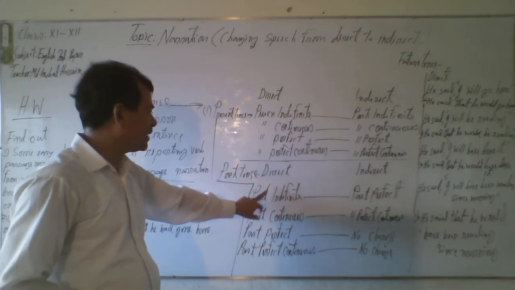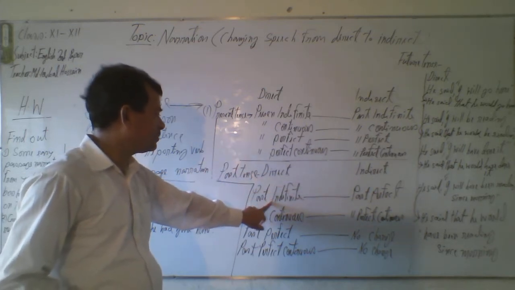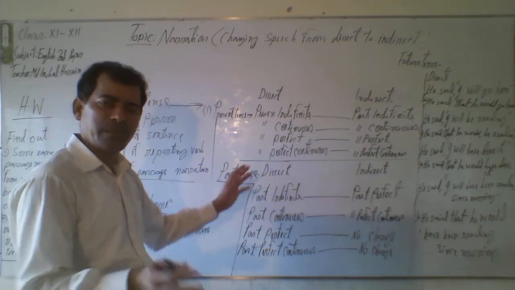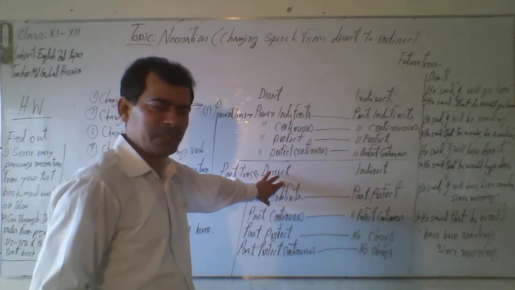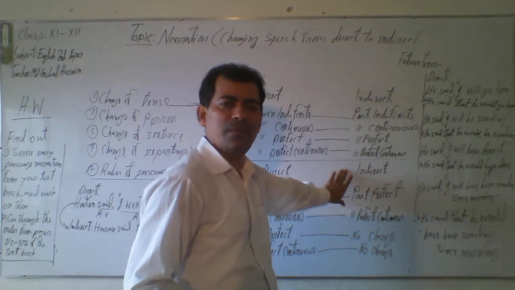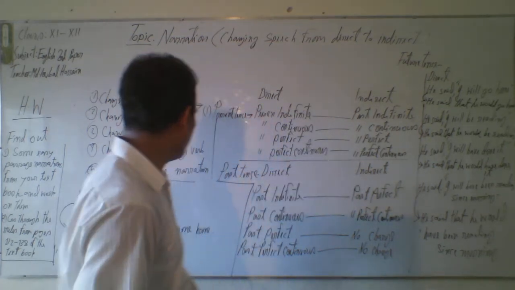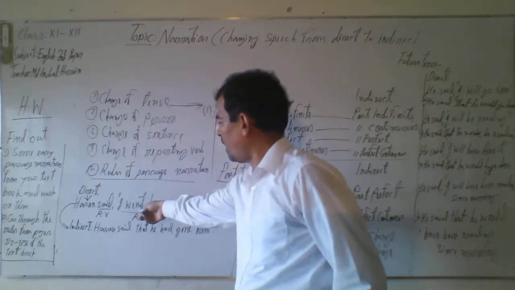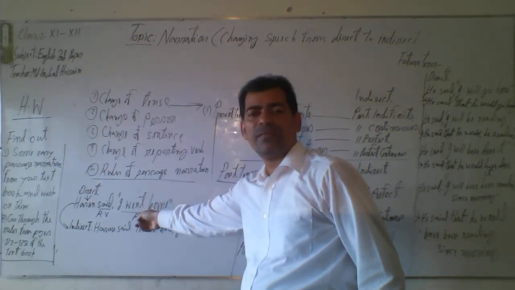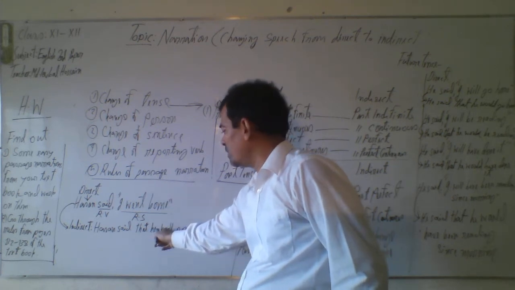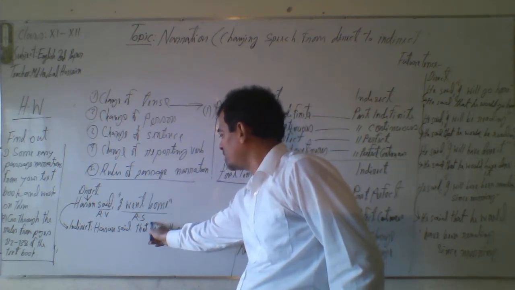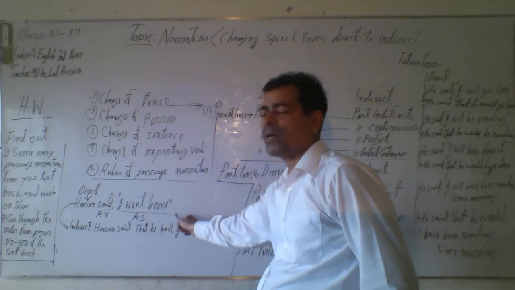If you find a sentence in the direct narration within the inverted commas that is a sentence of past indefinite tense, it will change into past perfect tense. For example, I've shown you here, "I went home" is a sentence of past indefinite tense. When you have changed from direct to indirect, it changed into "he had gone home," past perfect tense.